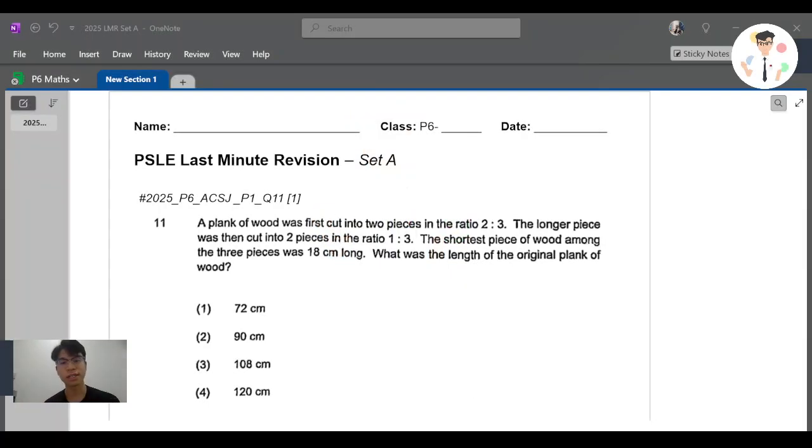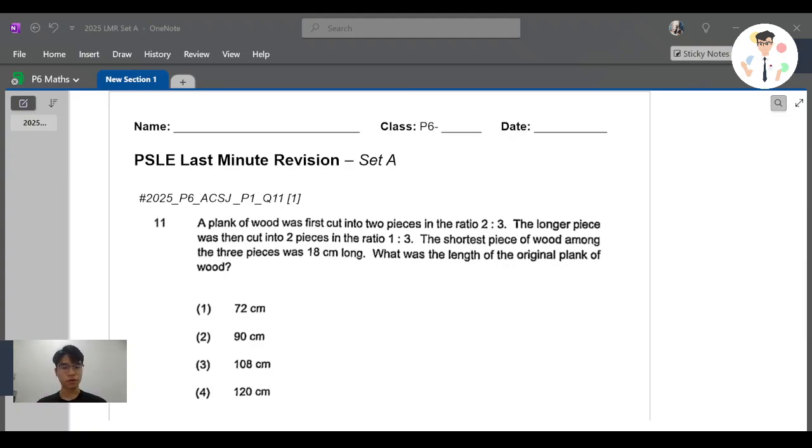Welcome back to Teacher Log class, and now we are looking at PSLE last minute revision, and this is set A. We are basically looking at 2025 different school prelim papers. I have selected different questions from different schools that I have put in different sets, and now we are discussing the first set, set A. Okay, so let's look at a few questions here.